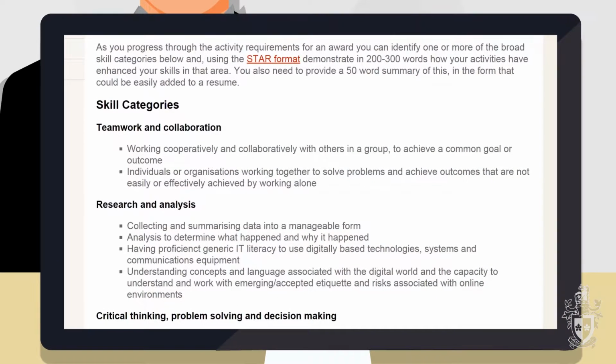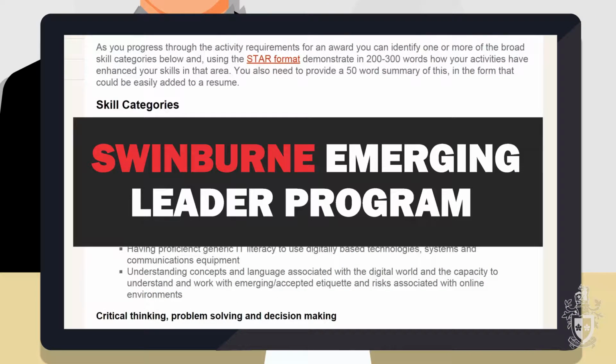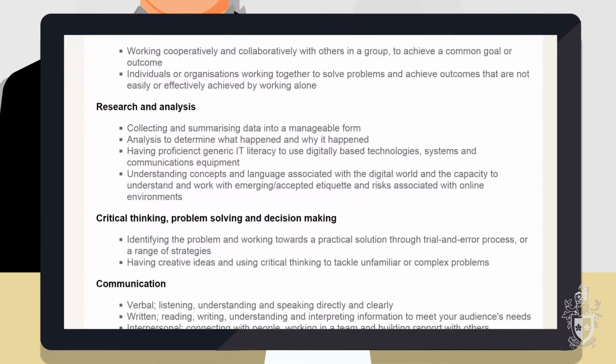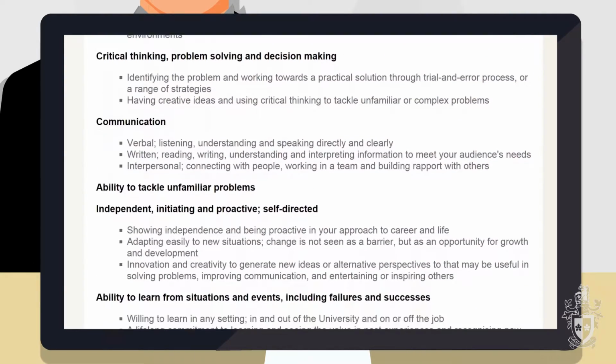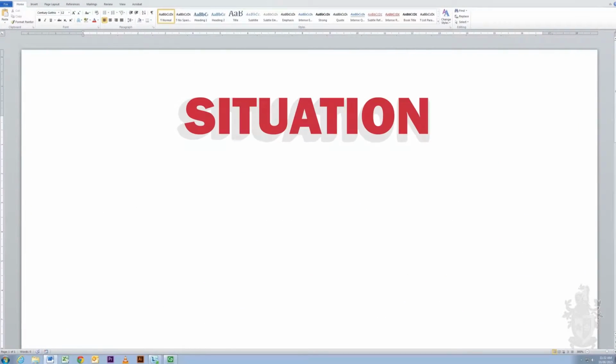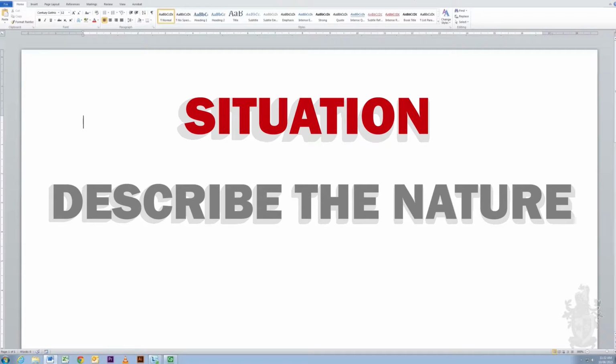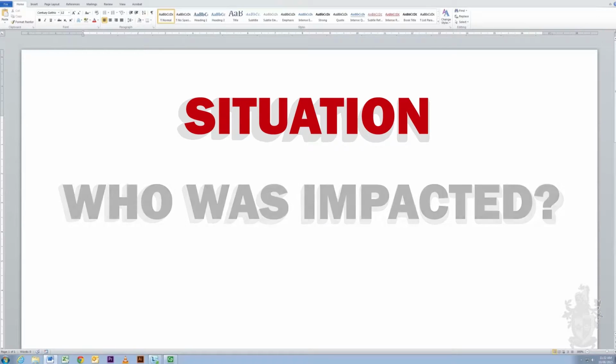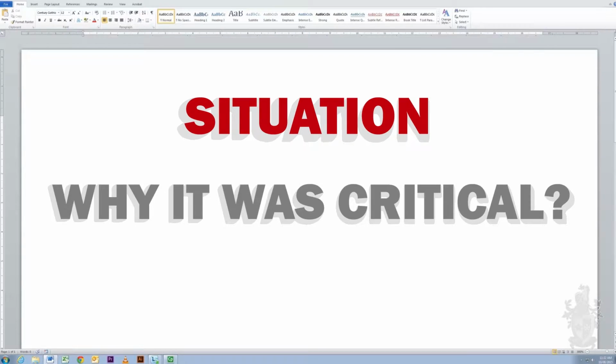If you are writing this for the Swinburne Emerging Leader program, then first of all, pick a skill from the employability skills category. In this case, we're going to choose communication skills for our first example. For situation, describe the nature of the project, your purpose, who was impacted, and why you think it was critical.